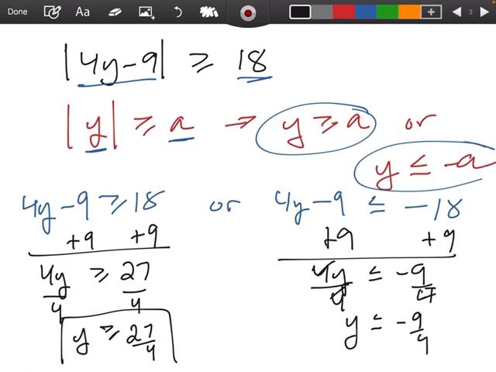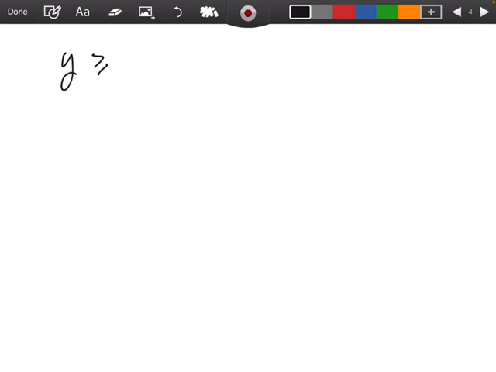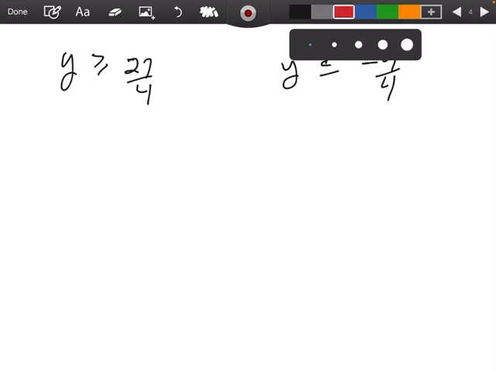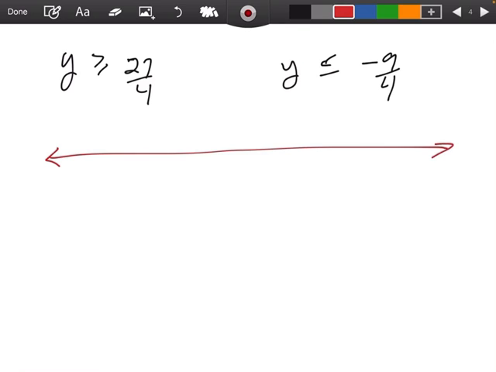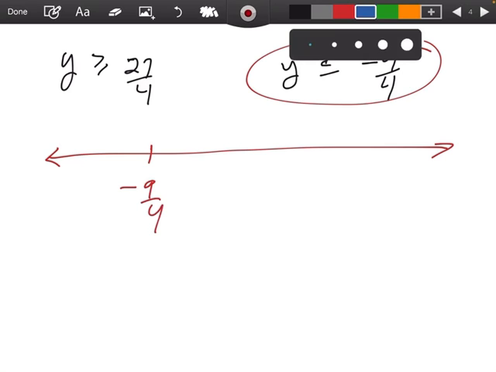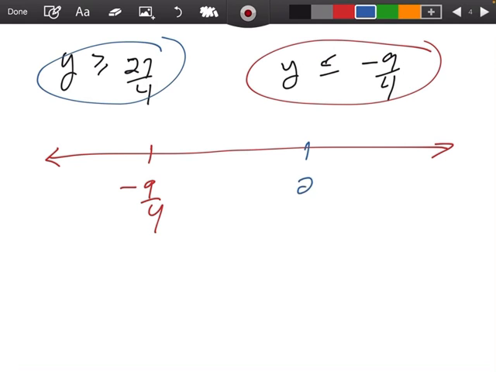So I'm just going to copy these two parts on the next slide so I have some room. Y is bigger than or equal to 27 over 4. Y is smaller than or equal to negative 9 over 4. All right, first thing I'm going to do now is draw my number line. This is the smaller number, so it needs to show up first. This is the bigger number, so it's going to show up over here. Since we have these little equal to's, I'm going to fill those circles in.